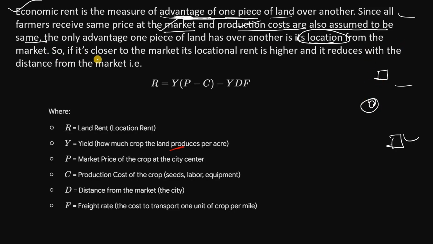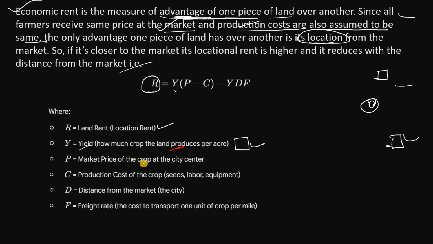Okay, from the market. So if it's closer to the market, its locational rent is higher, and if it increases the distance from the market, then the locational rent is lower. So see here, R refers to the locational rent. Y refers to the yield, how much crop the land produces per acre. That is the yield of the place.